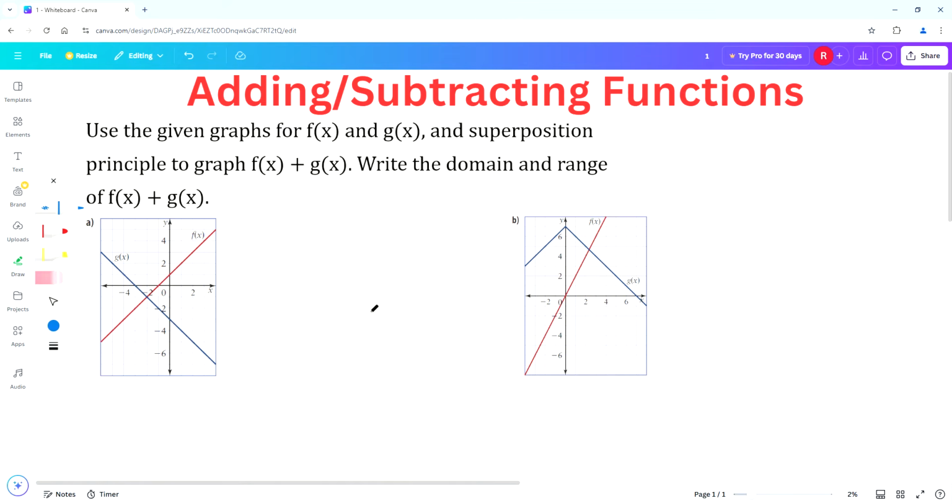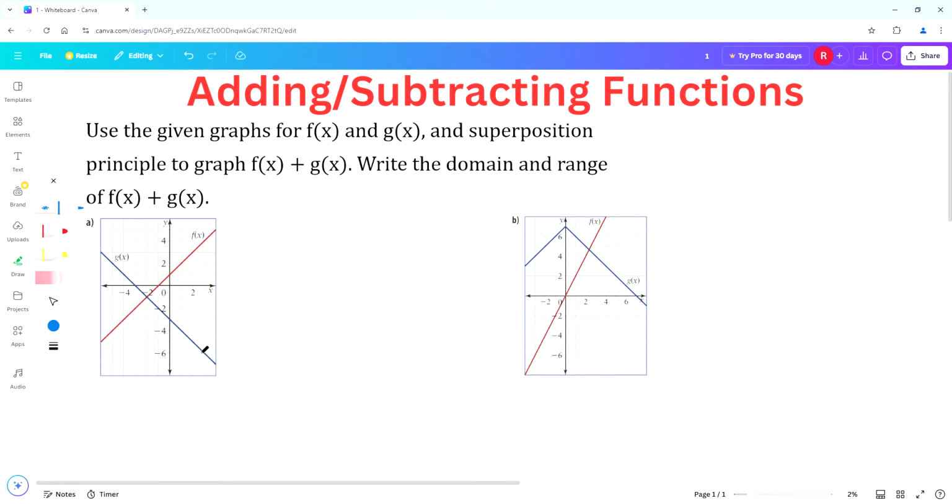In this video, we'll solve this problem using the concepts of superposition principle for adding functions. As per the problem, use the given graphs for f(x) and g(x) and superposition principle to graph f(x) + g(x). Write the domain and range of f(x) + g(x).